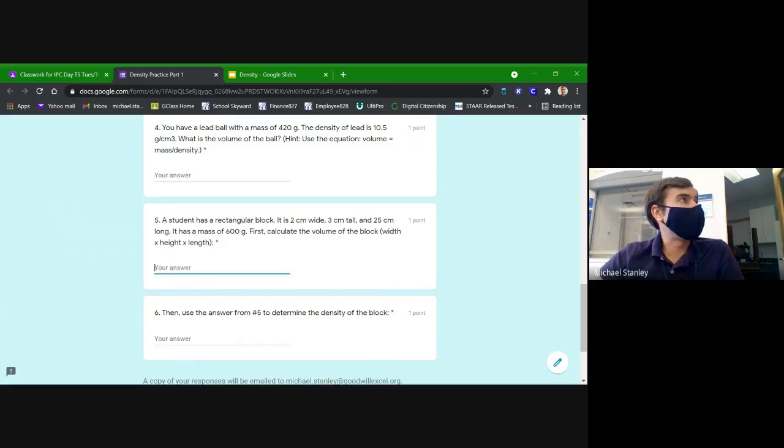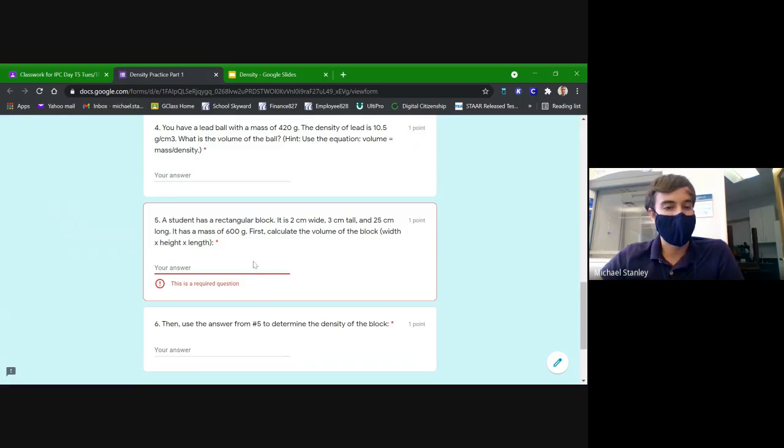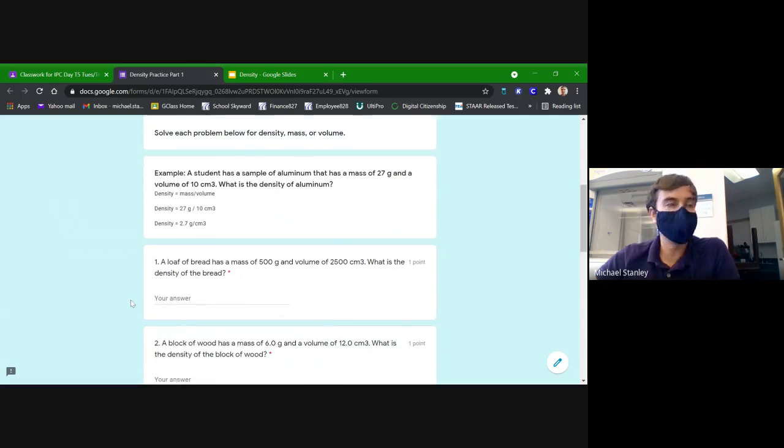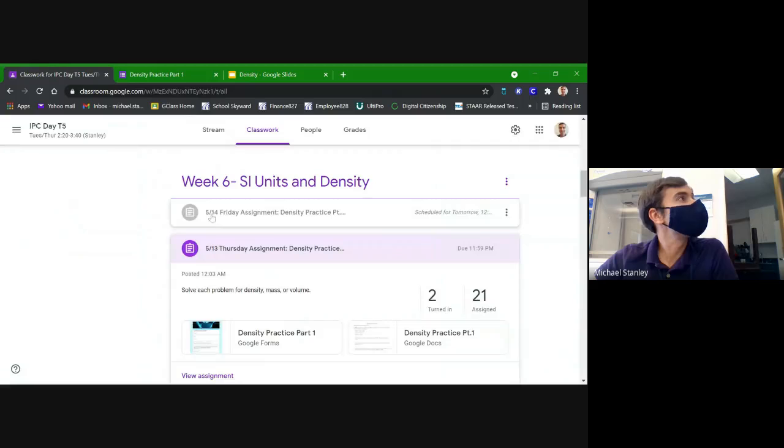So once you figure out the volume and you put your volume answer in here, you're then going to use the volume that you calculated plus the mass of the block from question number 5 and figure out what the density of the block is. So for number 6, you'll use the information from number 5, the mass that it gives you, and the volume that you have to calculate in order to answer what the density will be. So again, all very straightforward. Should be able to do pretty easily with some very simple calculations.